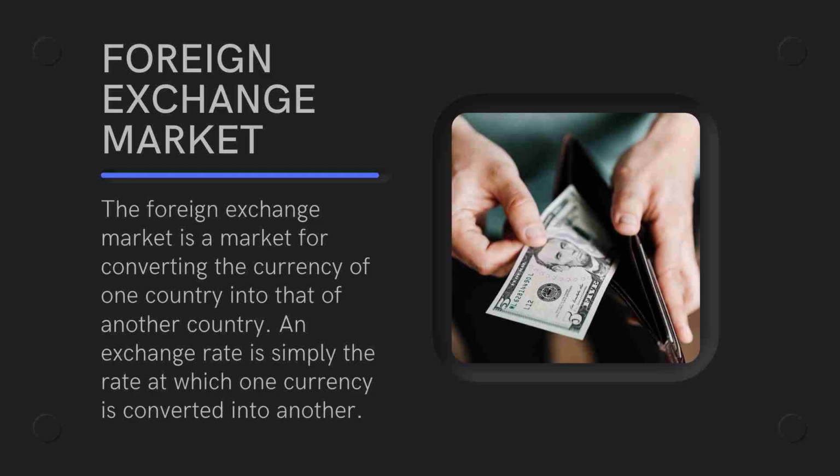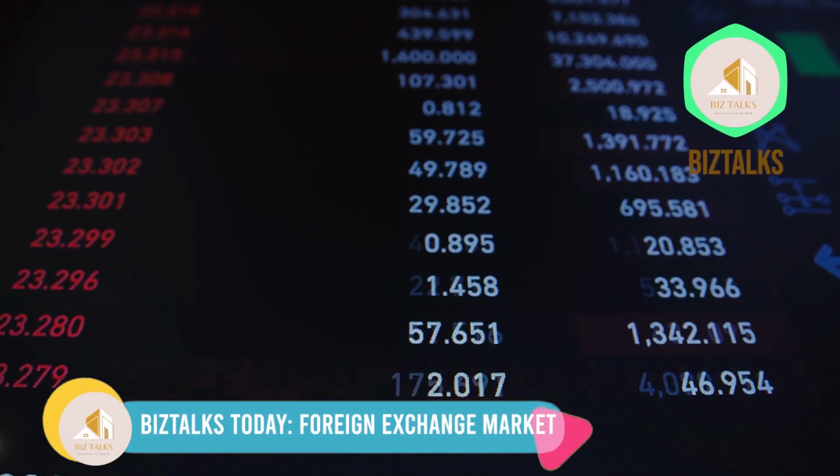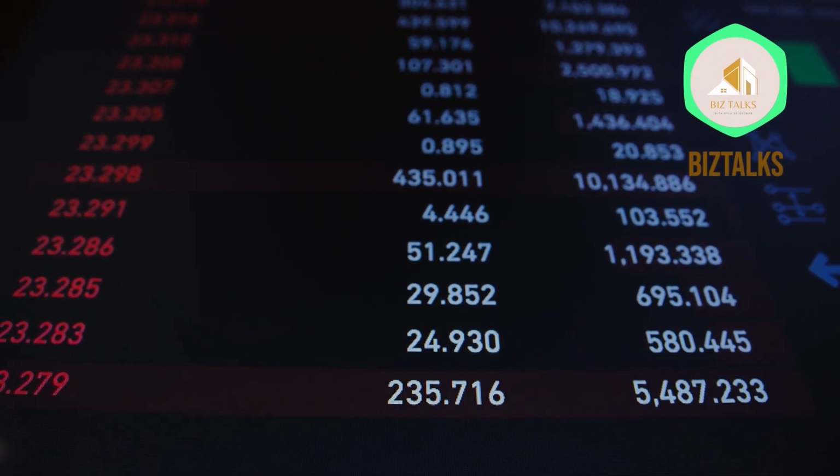The foreign exchange market is a market for converting the currency of one country into that of another country. An exchange rate is simply the rate at which one currency is converted into another. Without the foreign exchange market, international trade and international investment on the scale that we see today would be impossible. Companies would have to resort to barter.